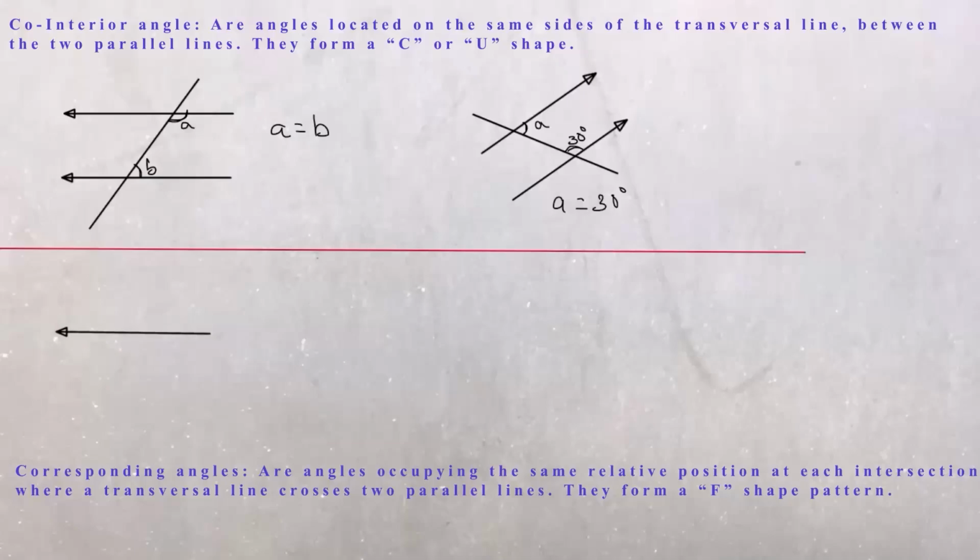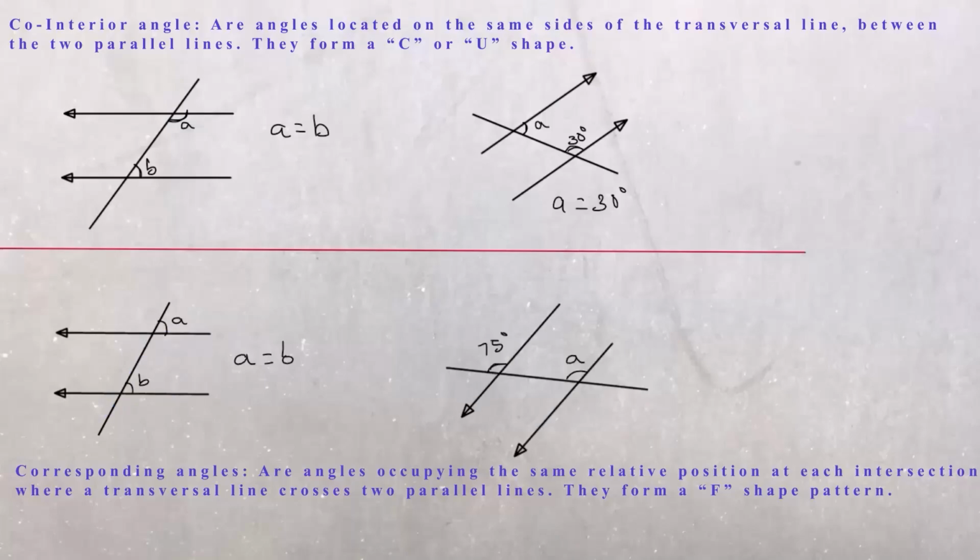Here are two parallel lines. Supposing we have a transversal line here, and an angle here, we name it angle A, and this angle B. This angle concept states that angle A and B are the same because they are in the same relative position at each intersection, and they also form the F pattern. Looking at this example, we could see the F pattern here. So angle A will be equal to 75 degrees.